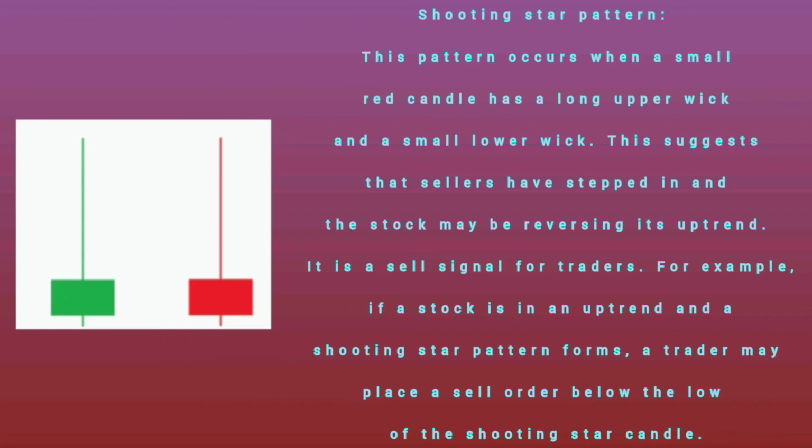Shooting star pattern. This pattern occurs when a small red candle has a long upper wick and a small lower wick. This suggests that sellers have stepped in and the stock may be reversing its uptrend. It is a sell signal for traders. For example, if a stock is in an uptrend and a shooting star pattern forms, a trader may place a sell order below the low of the shooting star candle.